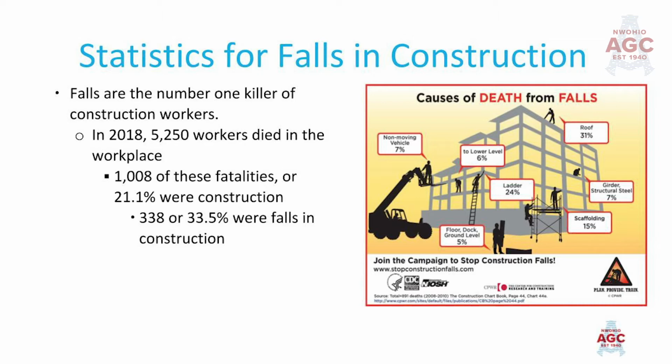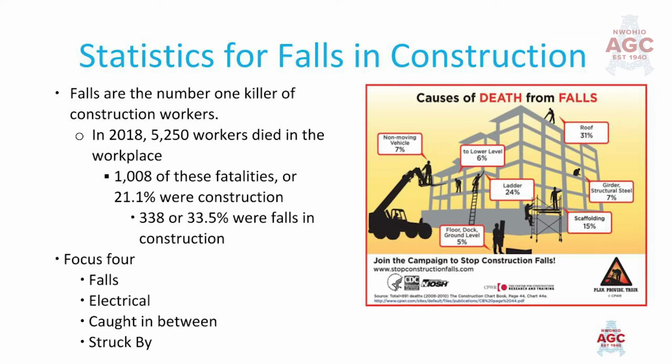OSHA has broken fatalities into 4 sections in construction called Focus 4. Those 4 are falls, electrical, caught in between, and struck by. Those 4 sections account for 60% of the fatalities on a construction site.